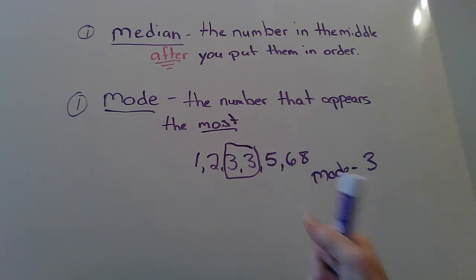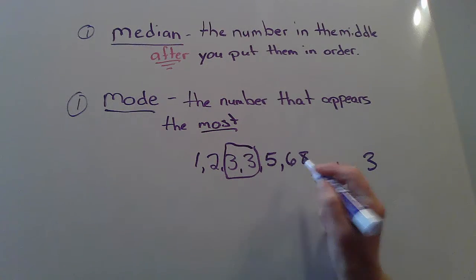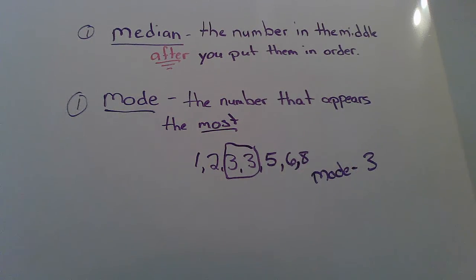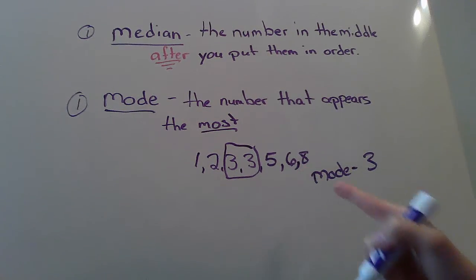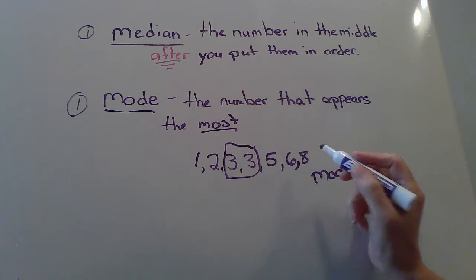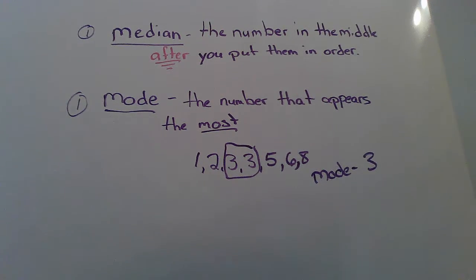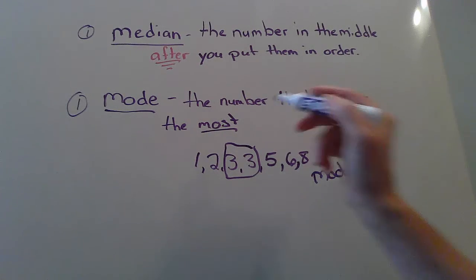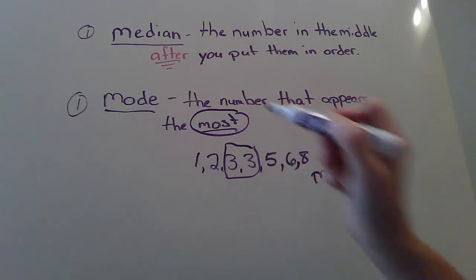So if you had two 3s and then two 6s, then the modes would be 3 and 6. But if you had two 3s, two 6s, and four 8s, then the mode would be 8. It all depends on the data they give you, and we'll look at a couple of these on the practice that you have to do. So mode, remember, is the one that appears the most.